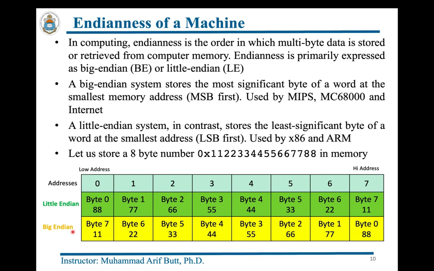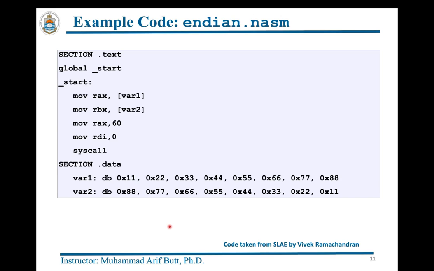And in case of big endian, the most significant byte, that is this 11, will be stored at the lowest address, and then we have 22 and so on. So I hope this makes sense to you all, and this is a sample code using which we will verify and understand the endianness of our x86-64 machine.